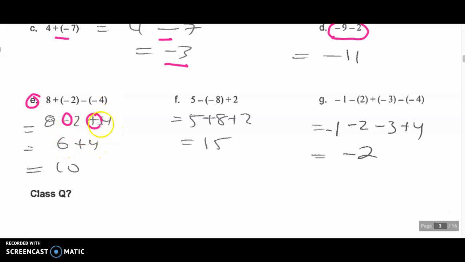So you can do this in one step. You can go in different order if you feel like it. -2 + 4 would get you +2. You'd have 8 + 2 is 10. Either way, you get 10. Two negatives are a plus.